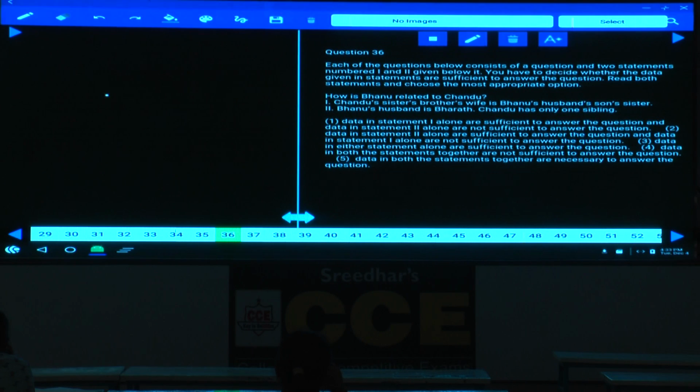Now this is Banu and Banu's husband's son. That means Banu's son. Banu's son's sister is none other than Banu's daughter. Now who is this Banu's daughter? Now this Banu's daughter is Chandu's sister's brother's wife.